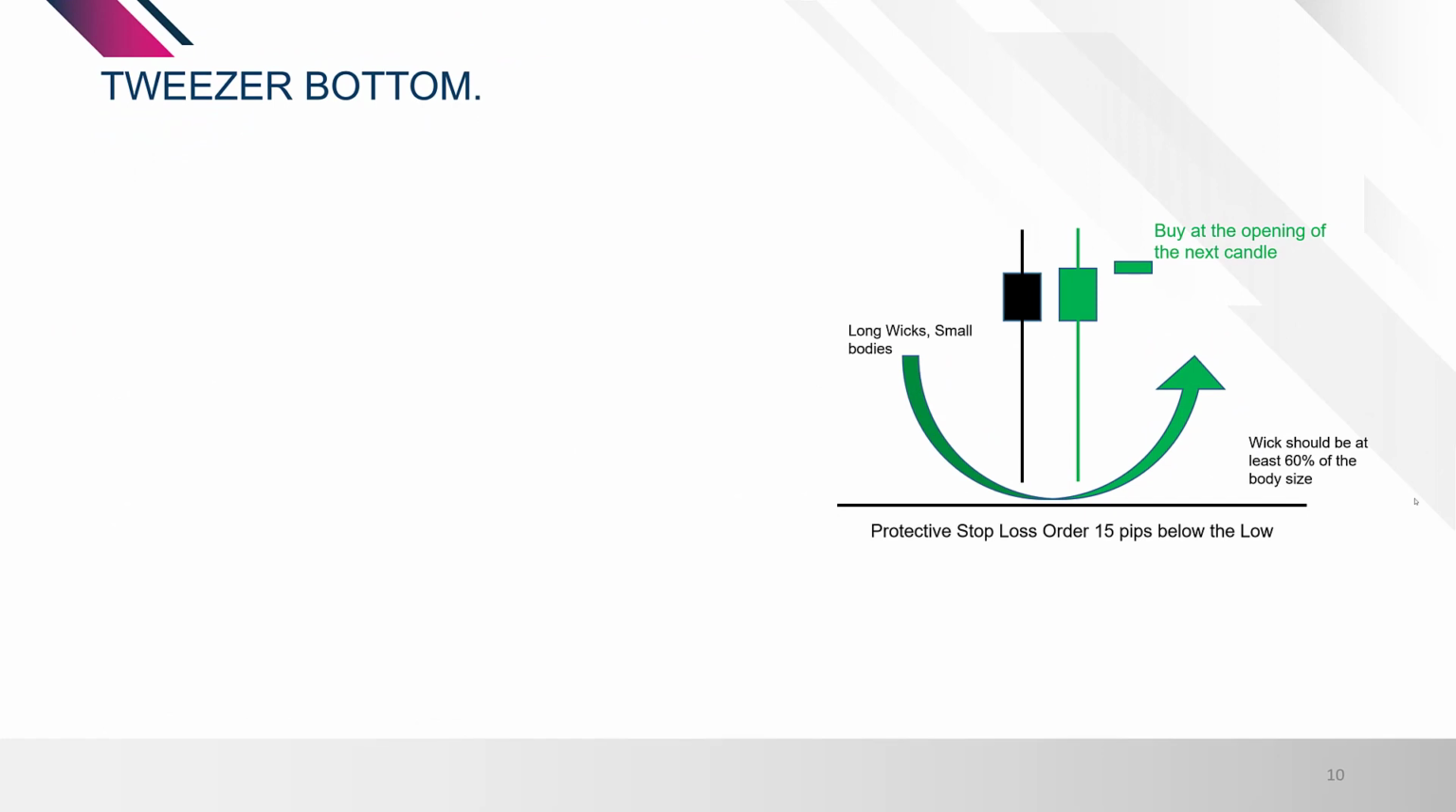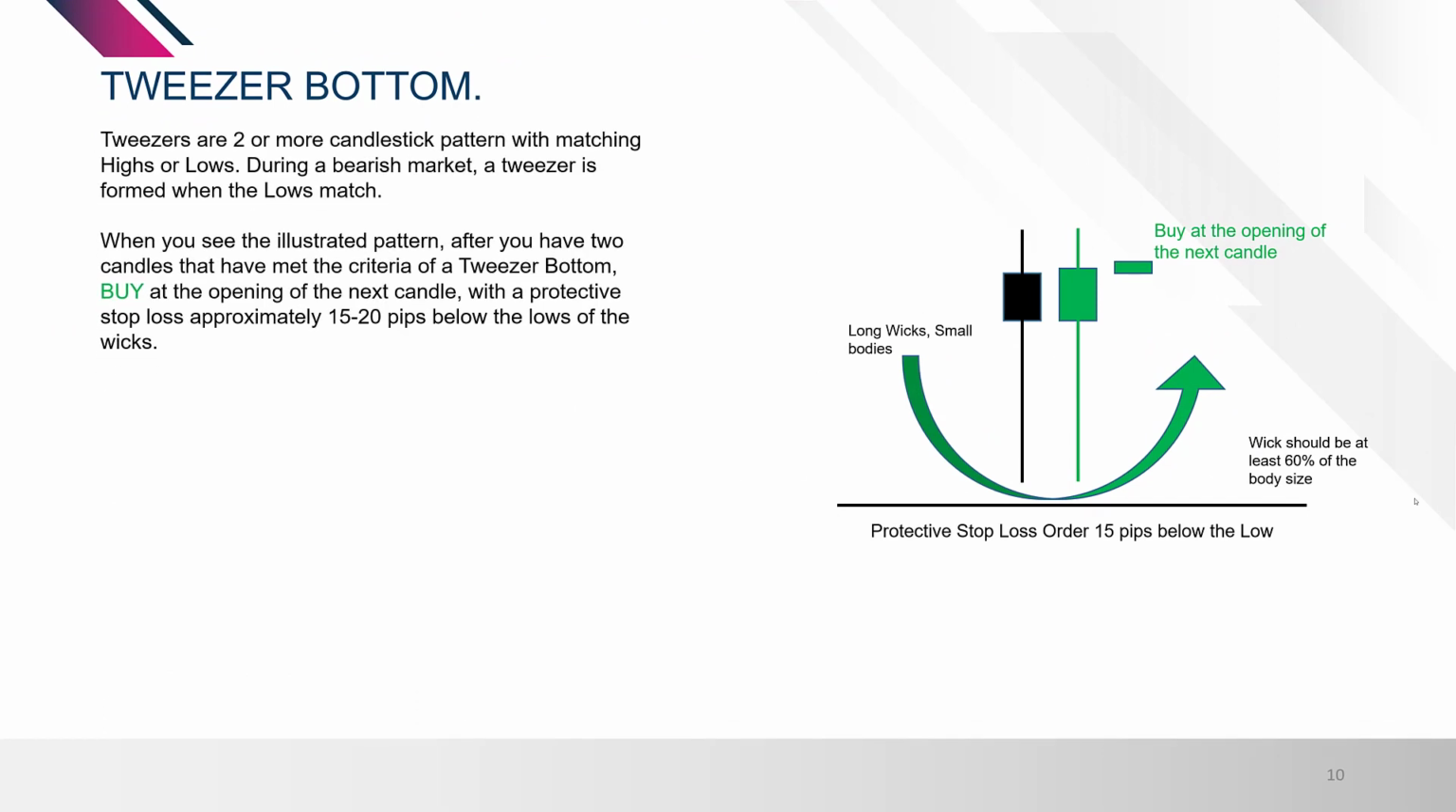Then we've got tweezer bottom. Tweezers are two or more candlestick patterns with matching highs or lows. During a bearish market, a tweezer is formed when the lows match one another. So when the market is in a downtrend, approaching probably a demand or a support zone. Why do I always emphasize demand or support zone? Why am I emphasizing that? Because that's where you expect the market to reverse.